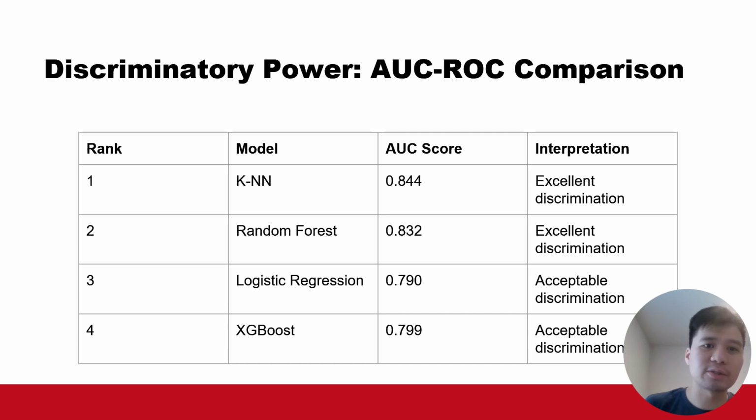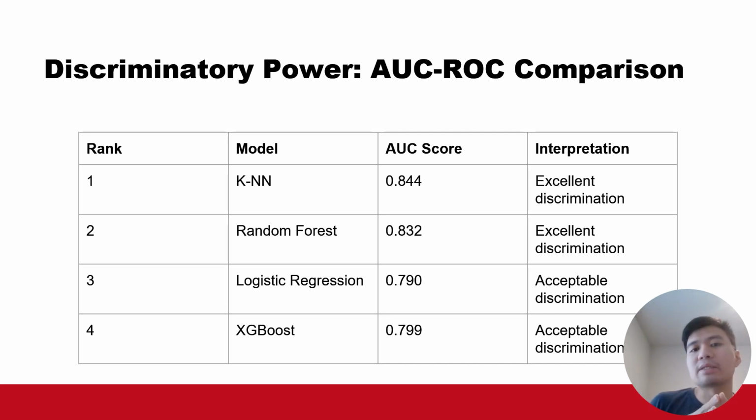Now let's look at the rankings. KNN again takes first place with an AUC of 0.844, which indicates an excellent discrimination power. Random forest, which is second, is at 0.822, which is also excellent. Logistic regression comes in at 0.79, which is an acceptable level of discrimination, and XGBoost is also at 0.799, which is also acceptable. Now, let's ask ourselves, what does an AUC of 0.844 actually mean?